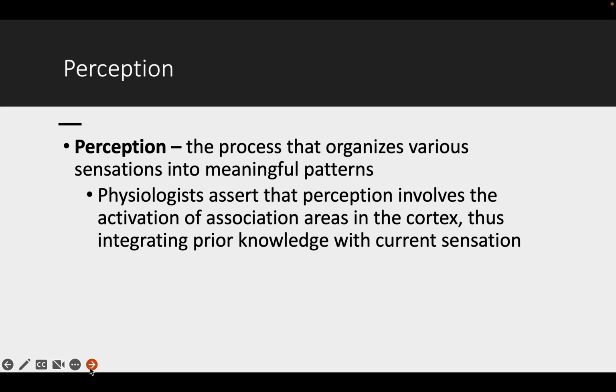Physiologists assert that perception involves the activation of association areas in our cortex, and that we then integrate prior knowledge along with the current sensation. So now, all of those questions I asked you on the previous slide, what about now? Do our perceptions decide how we perceive different sensations? Is this affected by our culture? Or again, is this affected by individual experiences?